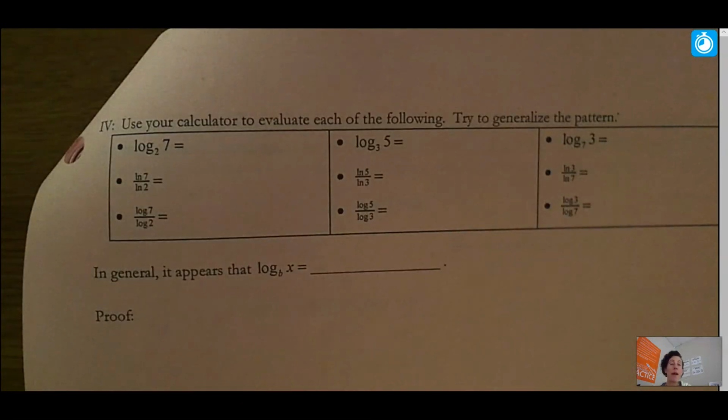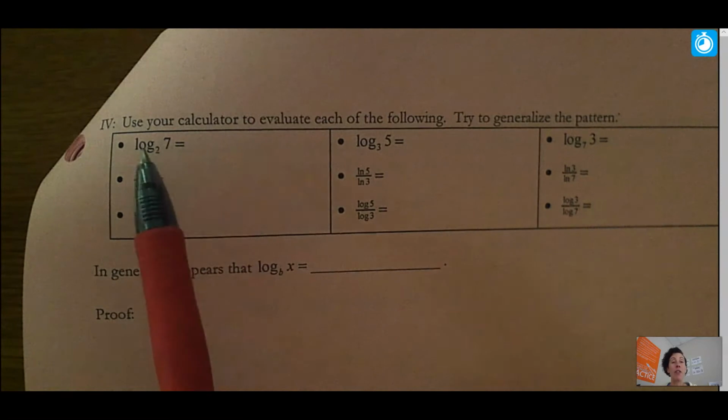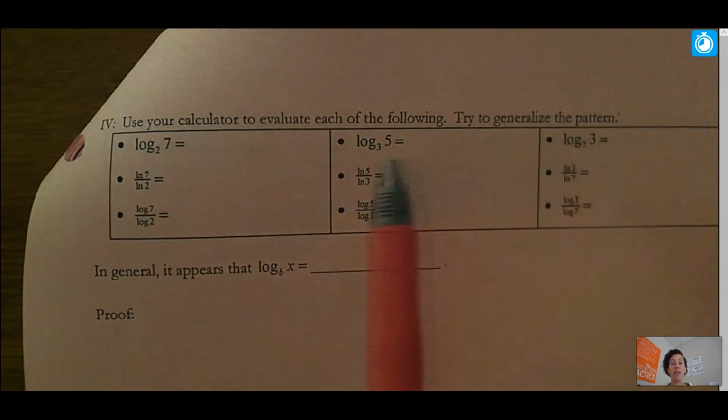Now this one I'm not going to share just because I have shown you how you can just type this into your calculator.